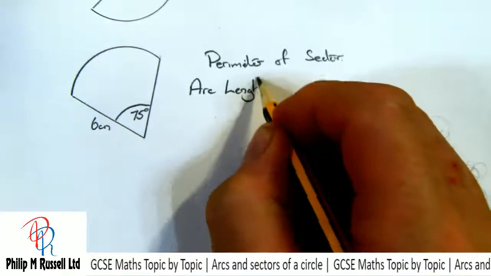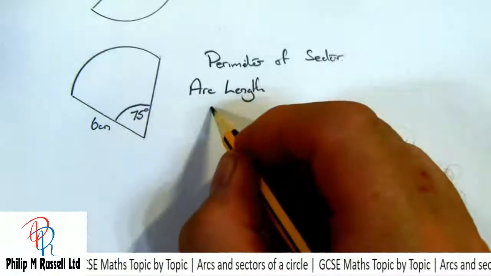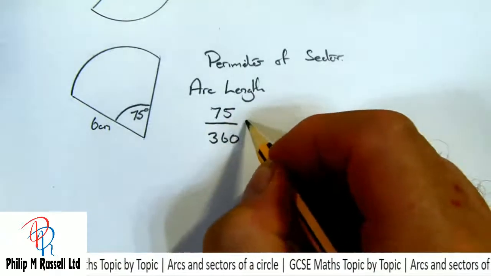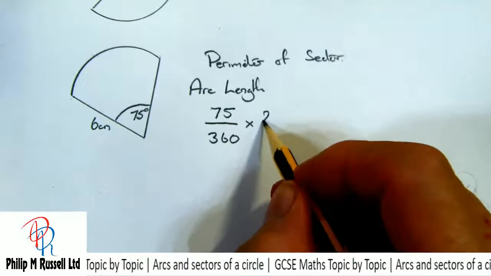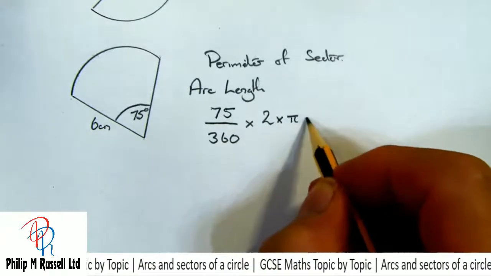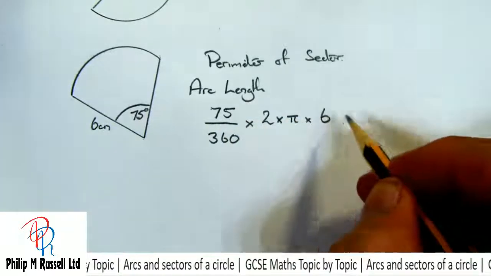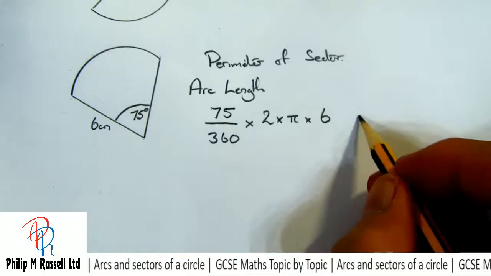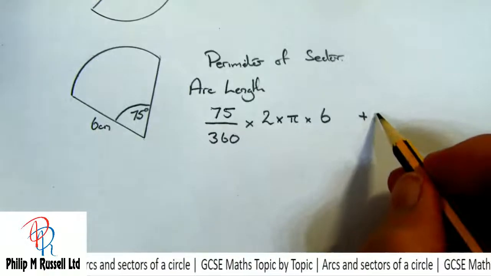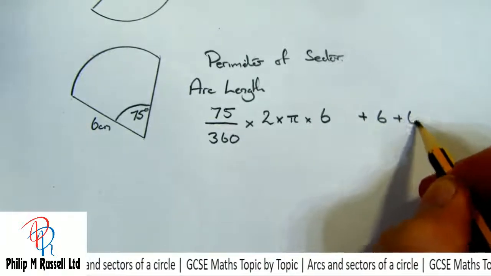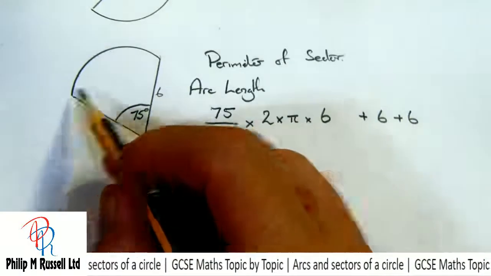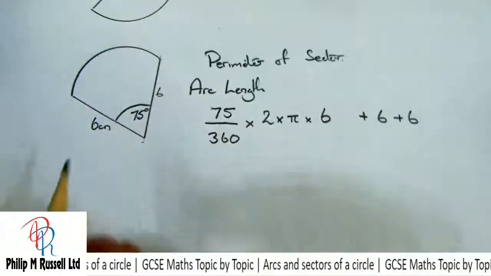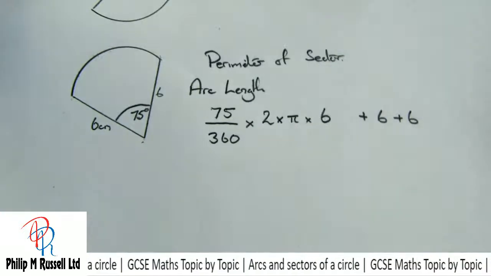So my arc length is going to be how much this is of the whole circle, so 75 over 360 times 2 times pi times r, which is going to be 6, and then to that answer we're then going to add on 6 and another 6. So we've gone here, around there, along there, and up again. So let's do this on the calculator.